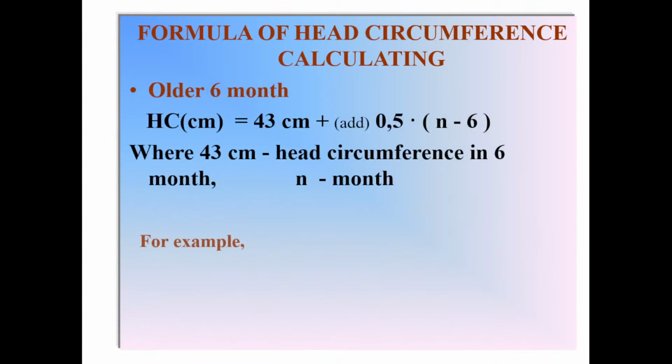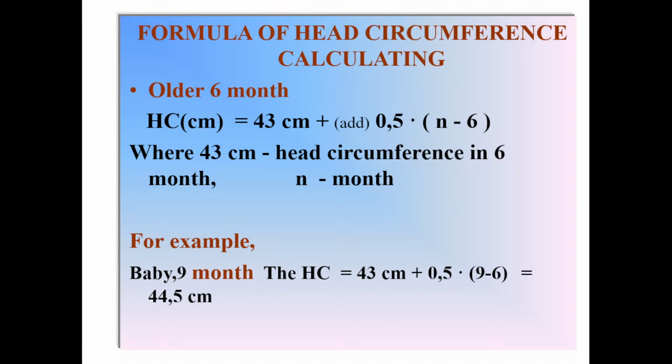Older than 6 months, head circumference increases every month by only 0.5 centimeters, and we have a special formula for calculating this. For example, for a baby of 9 months, head circumference must be 44.5 centimeters.